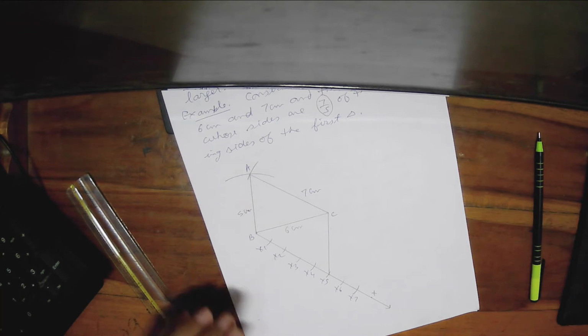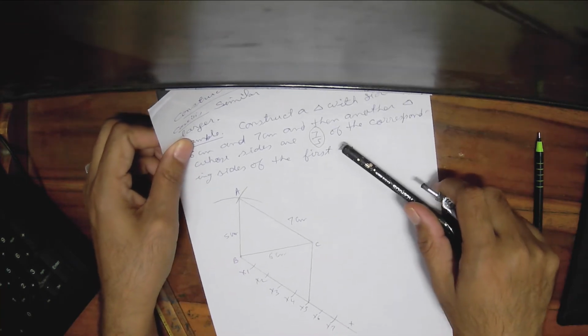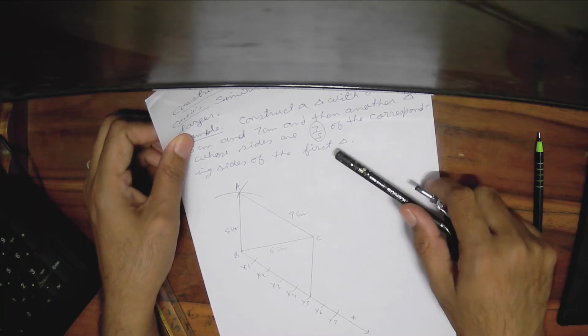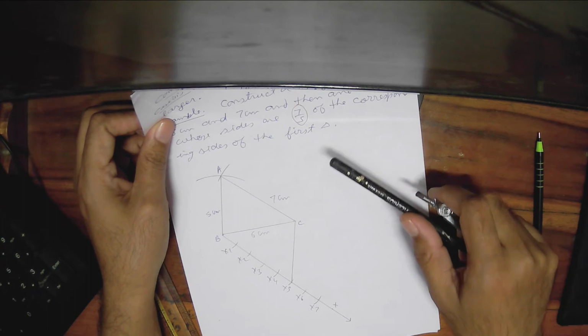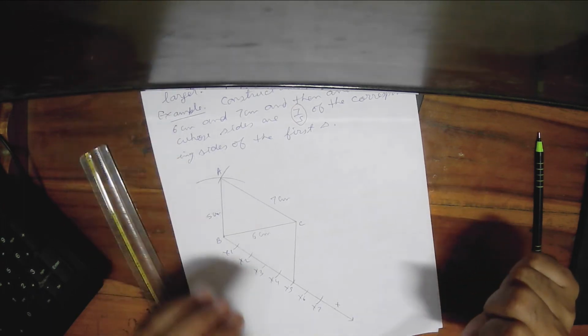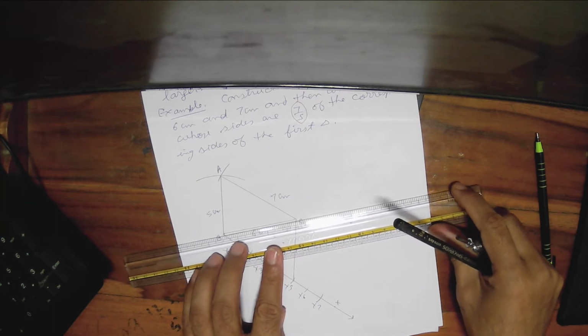Next thing is, what is the fraction here? 7 by 5. It obviously means that if we divide 7 by 5, we will get a number bigger than 1. So our new triangle will be bigger than the original triangle. So what you have to do is just extend this BC.